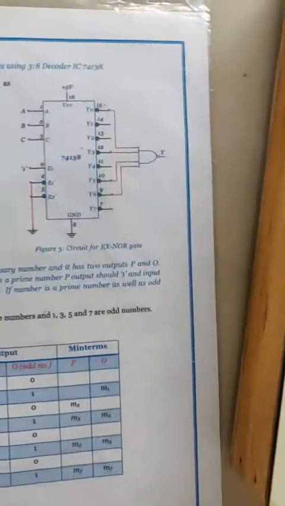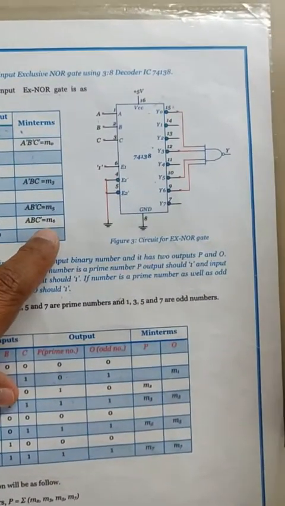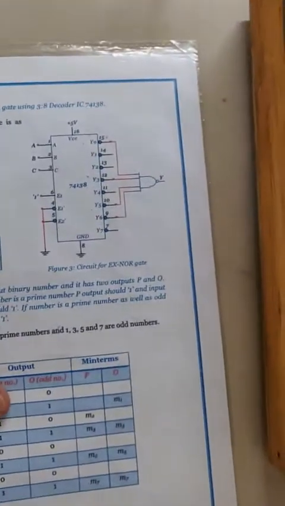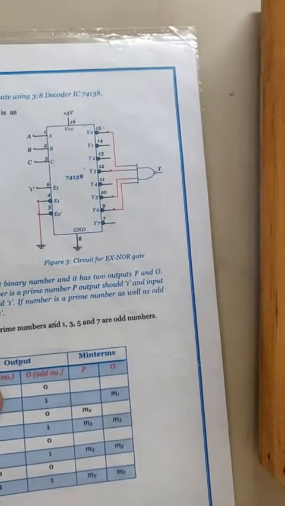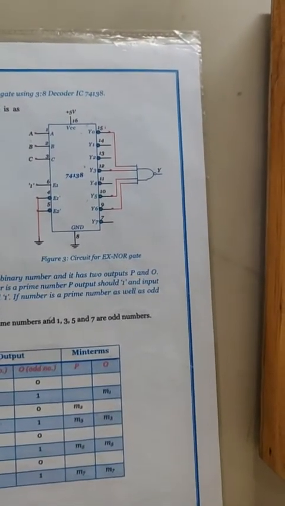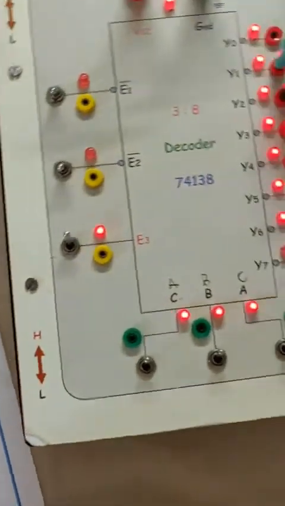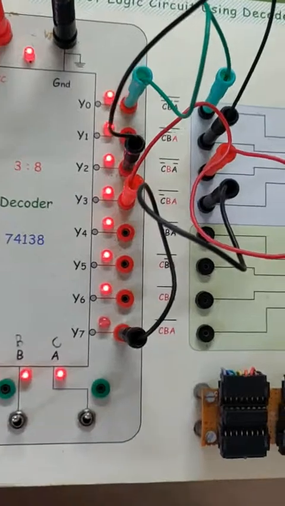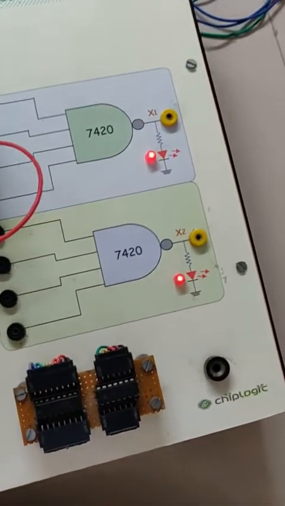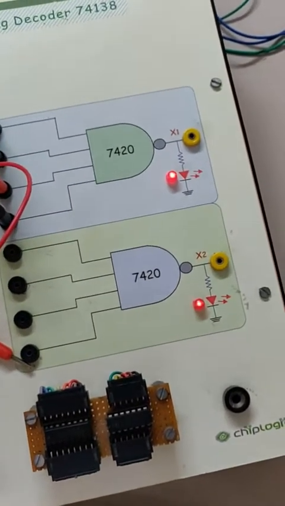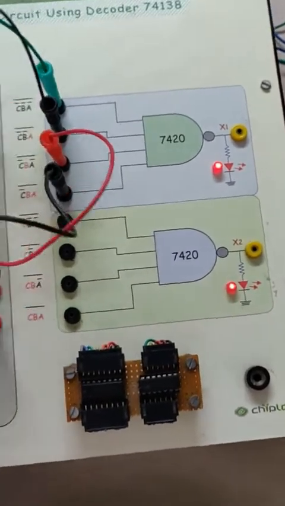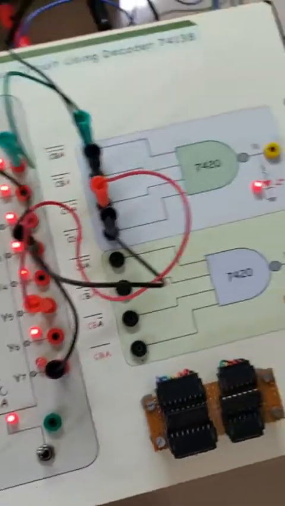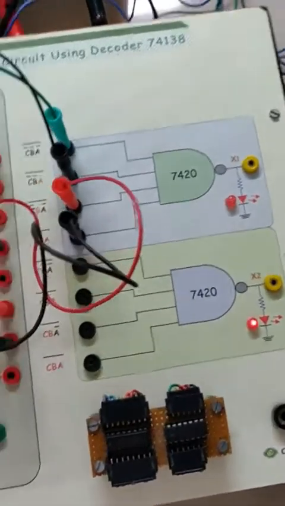M0 should be high, M3 should be high, M5 should be high, M6 should be high. That means you will have the equation Sigma M 0, 3, 5 and 6. So in the circuit diagram, you can connect 0, then 3, then the second input, the third input connected to 5 and 6. For these conditions, you require output high.